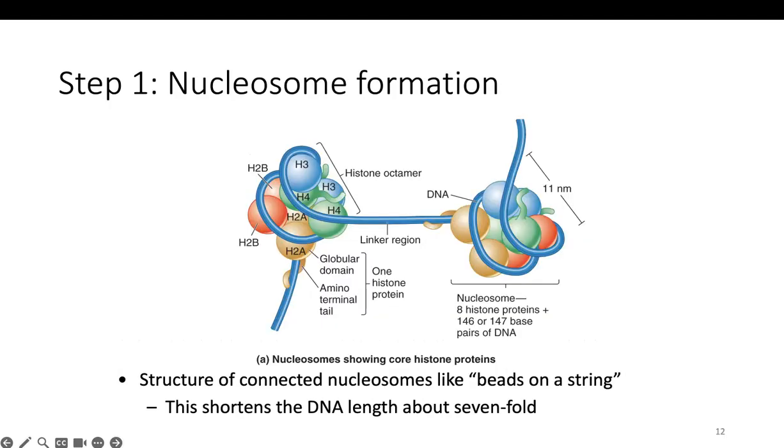The first step in DNA compaction is winding the DNA double helix around clusters of 8 histone proteins to form a nucleosome. In this step, 146 to 147 bases of DNA are wound around a histone octamer, along with a linker region that varies from 20 to 100 base pairs. The overall structure is thought to represent a beads on a string look, and it shortens the length of the DNA by about sevenfold.